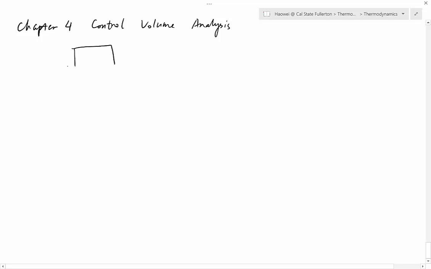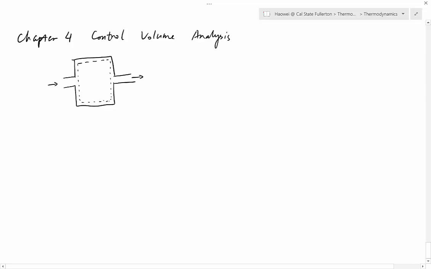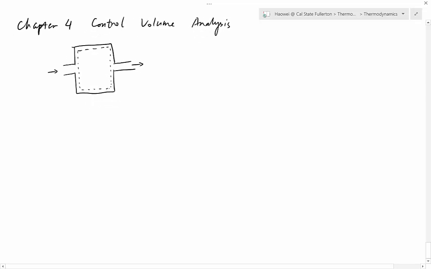You have a container. However, in this container, you have inlet and outlet. Therefore, you have mass going in or coming out. Based on the definition, if you have mass transfer going on for the system, which is within the dashed line, you call it control volume. We use CV short for control volume. Control volume. That's when you have mass transfer. The first thing we're going to discuss about a control volume is conservation of mass.